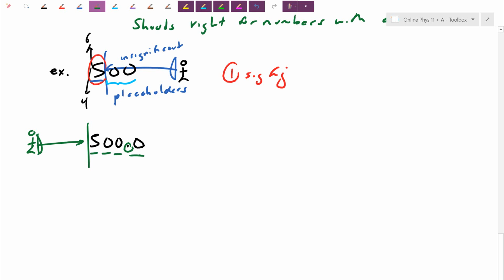Anything that the arrow has not cut through is now significant. Now we have the exact same number 500, but this is now represented as having 4 significant figures. In general, the more significant figures, the more precise it is. Looking at the language of certain and guesses, I'm certain about the 5, certain about the 0, certain about the 0. Where I'm guessing is actually that last position.